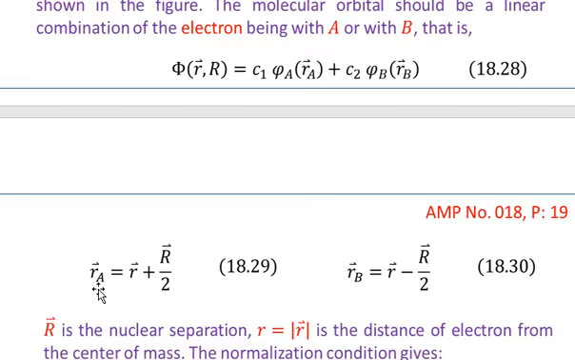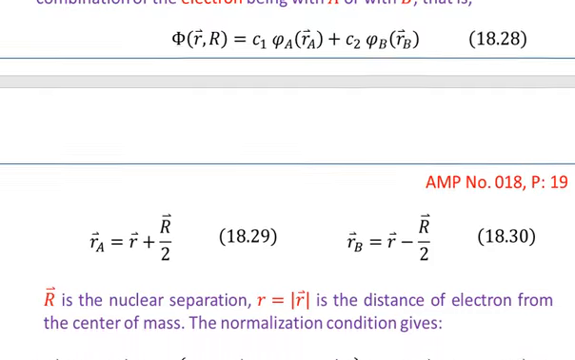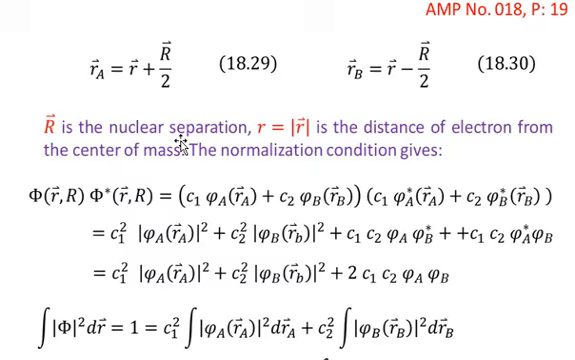Now you see that r_A is equal to r plus R by 2. This equation is what I have written in the previous lecture, lecture number 18a. I have also written there r_B is equal to r minus capital R over 2, where capital R is the separation between the two nuclei, and small r is the distance of the electron from the center of mass. Capital R is the nuclear separation, and r, which is the magnitude of the r vector, is the distance of the electron from the center of mass.